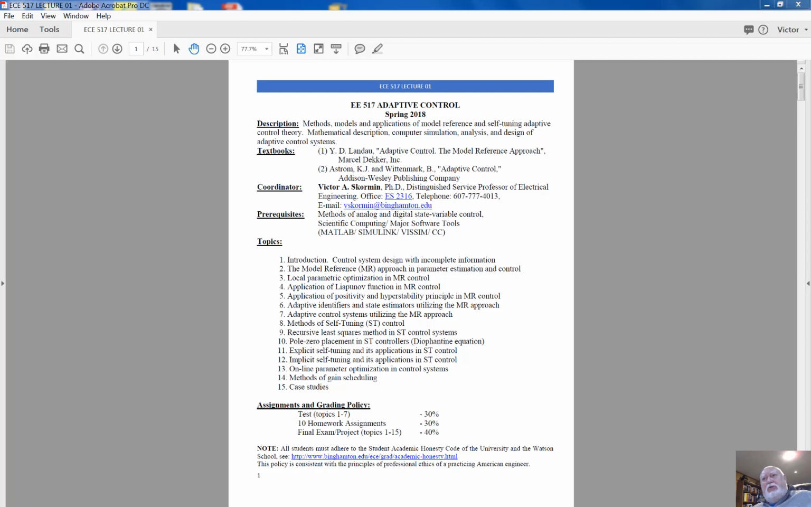This is a graduate level course in the controls area. The course will concentrate on methods, models, and applications of the model reference and self-tuning adaptive control theory. We will consider mathematical description, computer simulation, analysis, and design of adaptive control systems. I suggest two textbooks. One is by Landau, Adaptive Control, and another one is by Astrom and Wittenmark, Adaptive Control.